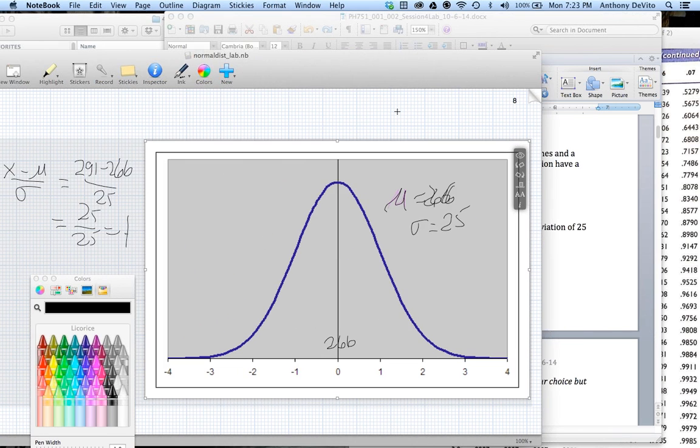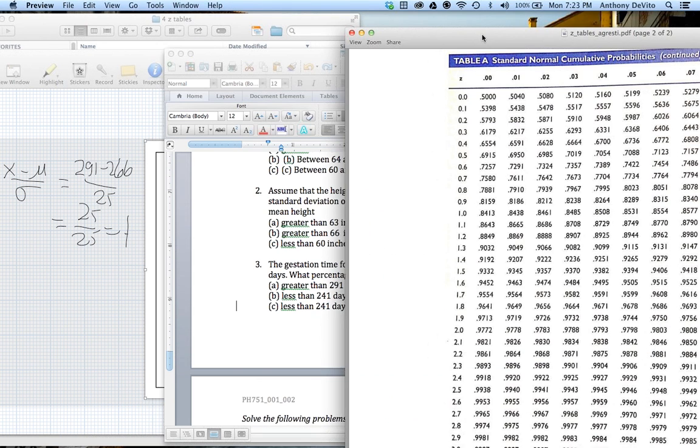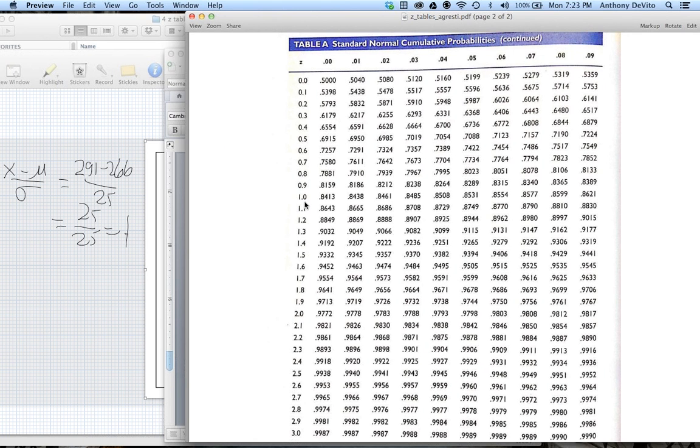Greater than 291 days. Okay, so if we use our empirical formula, here's our 291. Then we have 50% in here. We got 34% here, leaving 16%, right? Now, let's use our z table and see if we get the same answer, or at least close to the same answer. So we're looking for a z-score of positive 1. Z-score 1.00 has an area of 84.13% or 0.8413.